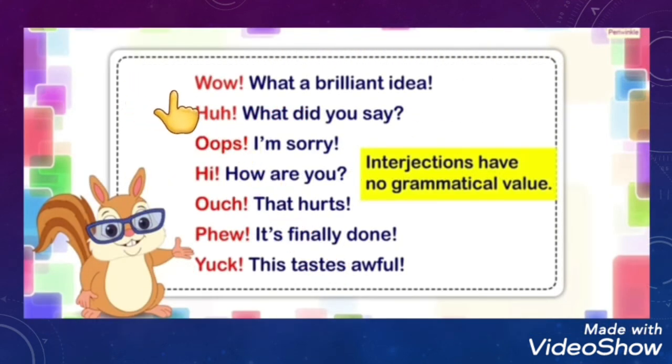Here are some examples of interjections. Wow! What a brilliant idea! Oh, what did you see? Oops, I am sorry. Hi, how are you? Ouch, that hurts. Phew, it's finally over. Yuck, this taste is awful. So students, these are the examples of interjections.